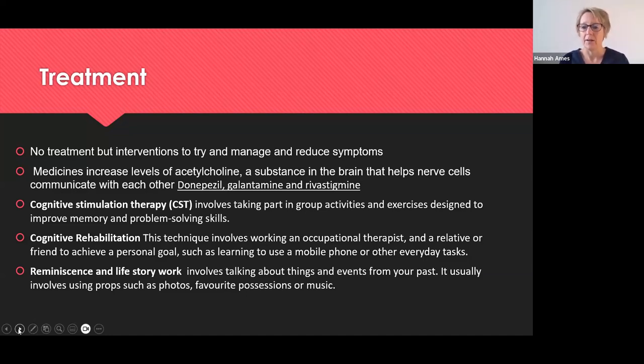Cognitive rehabilitation is working with occupational therapists to help you achieve a personal goal that you want to do. And you might be going, oh, Hannah, stop talking about all this theory, it's really boring. But these things are really key, because when you're creating your care plans, these are evidence-based and recommended interventions for people with Alzheimer's as recommended by NICE guidelines. So it is really important you know this, and you can add those into your care plan, and it shows the examiner that you have a good level of knowledge and therefore competence.